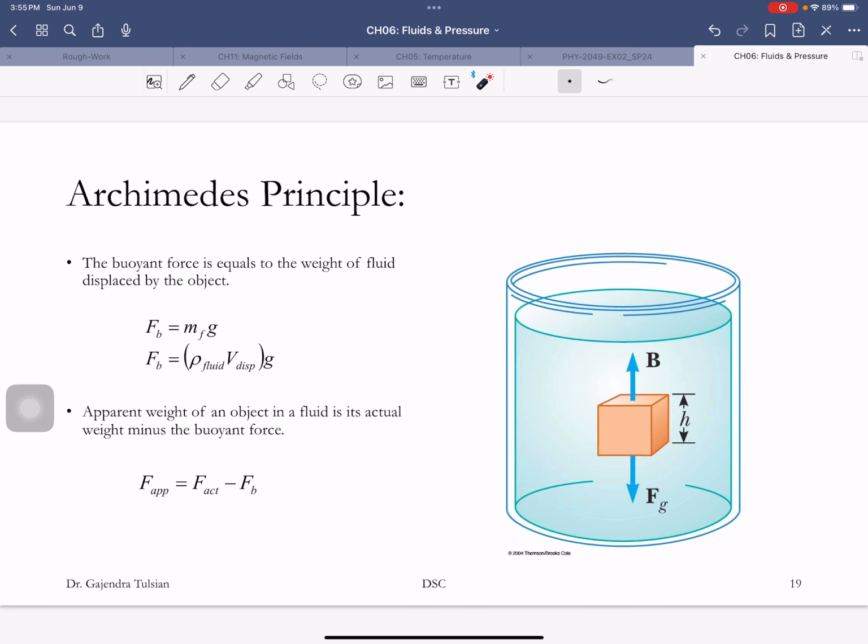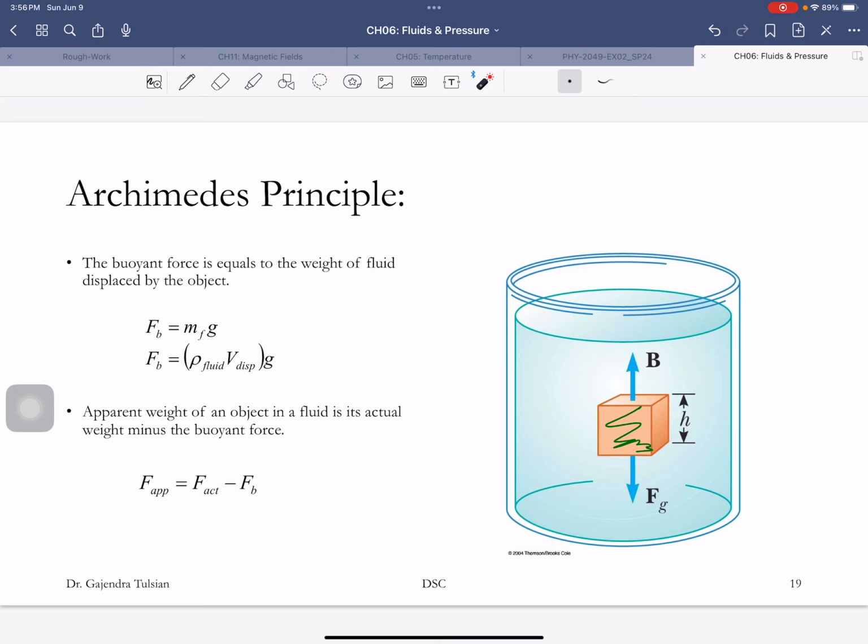Archimedes figured out exactly how large this buoyant force is. This buoyant force is equal to the weight of the fluid that is displaced. So this object displaces that much fluid, and the weight of that fluid is equal to the buoyant force. So the buoyant force is equal to the weight of the displaced fluid, and it's given by the density of the fluid times the volume of the fluid displaced times the acceleration due to gravity.